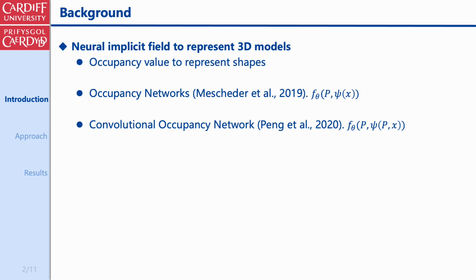The next work is about the convolutional occupancy network. It continues this idea, but what they did is extract the convolutional feature from the noisy point cloud. We are also trying to use the convolutional feature since it includes the local information of the input point cloud.